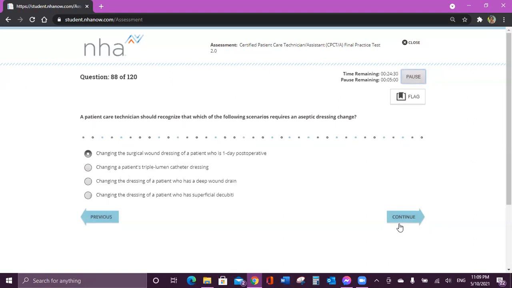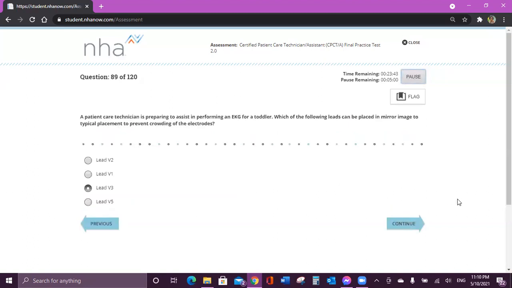A patient care technician should recognize that which of the following scenarios requires a sterile dressing change. Changing the surgical wound dressing of a patient who is one day post-op. Changing a patient's central line catheter dressing. Changing the dressing of a patient who has a deep wound draining. Changing the dressing of a patient who has a sacral decubitus ulcer. Maybe for the catheter.